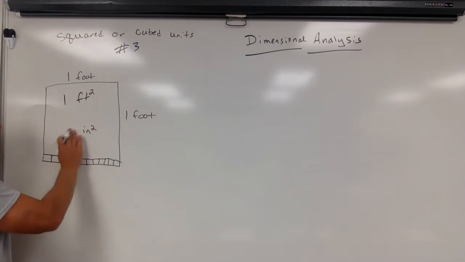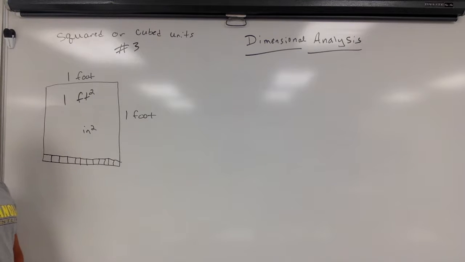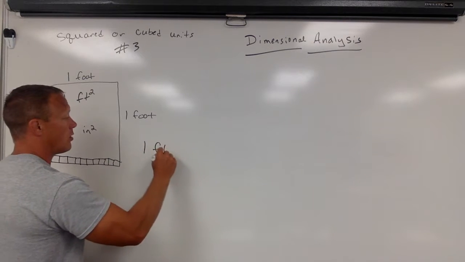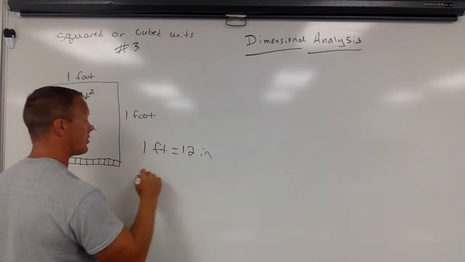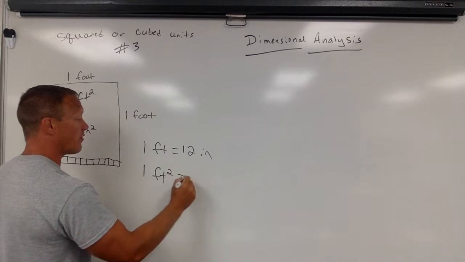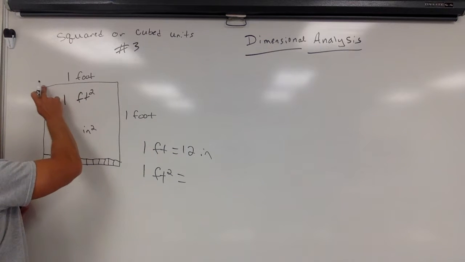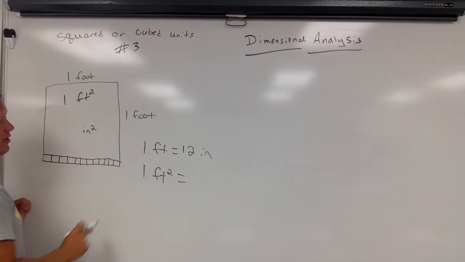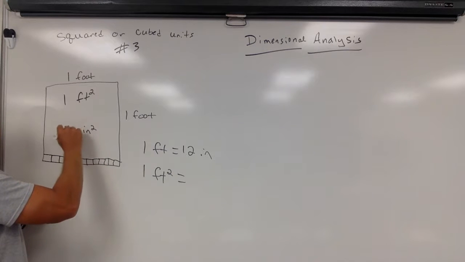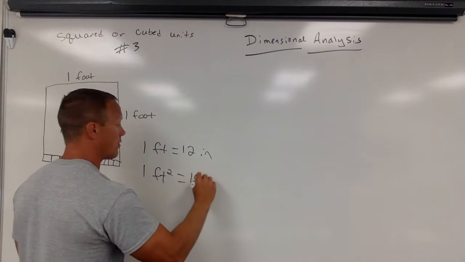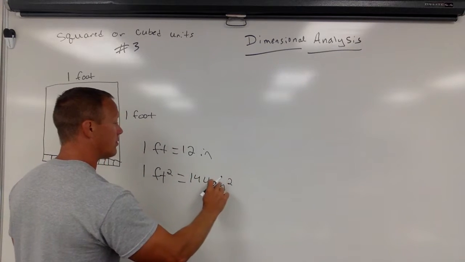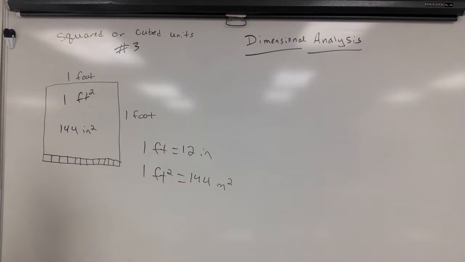So it is not 12 square inches. So even though 1 foot is 12 inches, a square foot is not 12 square inches. When you think about it though, it'd be 12 inches by 12 inches. Well, 12 times 12 is 144. So you got to be careful with square things. There would be 144 of these little square inches in a square foot.